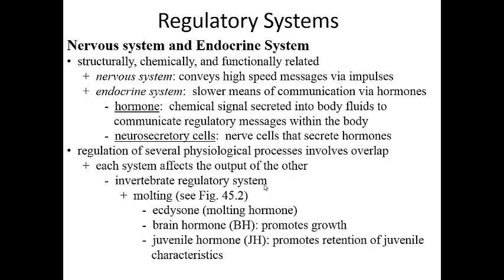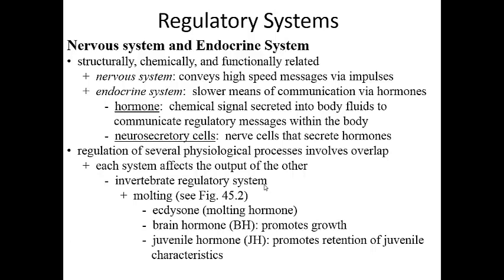There are also nervous system cells that have the ability to release hormones. We call these cells neurosecretory cells. A good example of one of these would be the pituitary gland. It's a region of the brain that happens to release hormones into the bloodstream.